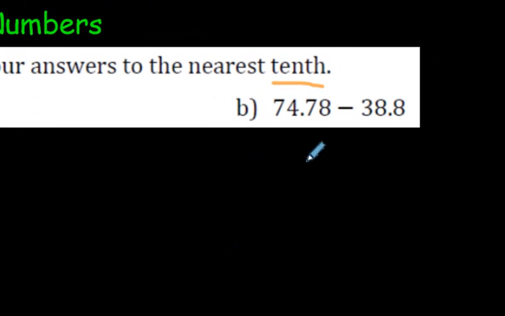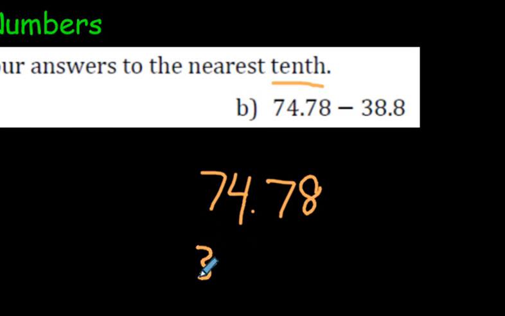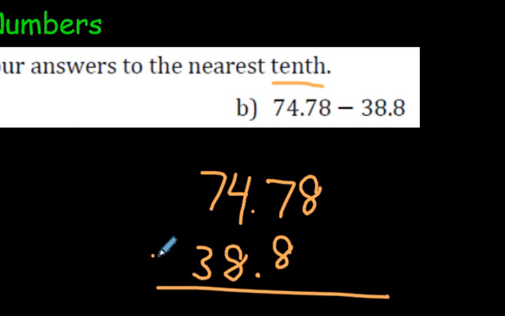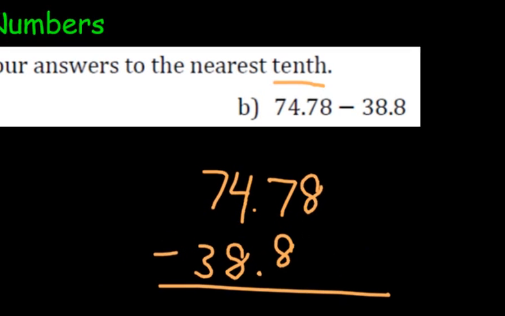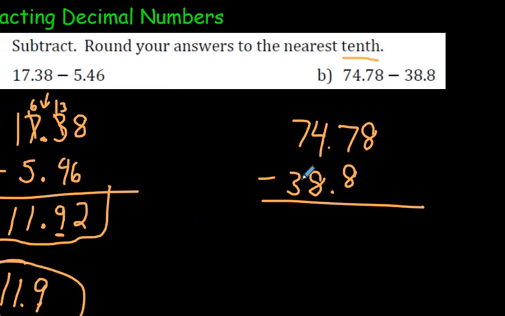Okay, let's try this question here. 74.78. And we're putting the decimals lined up nicely. 38.8. Okay, we're subtracting as we were before. I didn't put the subtraction sign, but there it is. You can put a 0 right here just to line things up, make it look a little nicer.